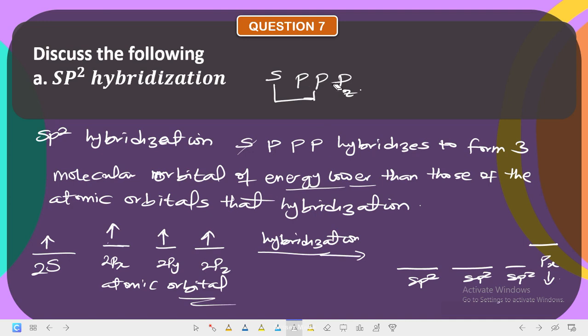And another thing that you also need to know is in sp3 hybridization, the s character is 33.33%. And then the p character is what?